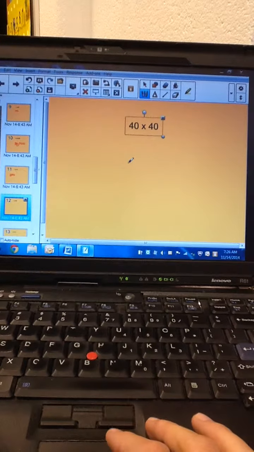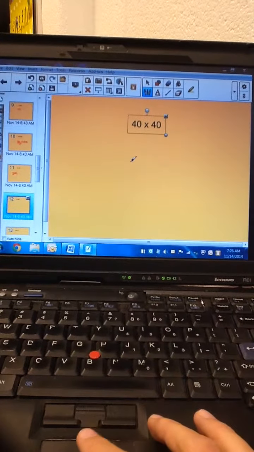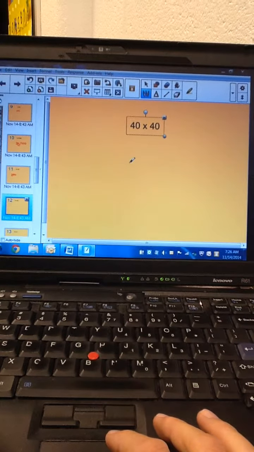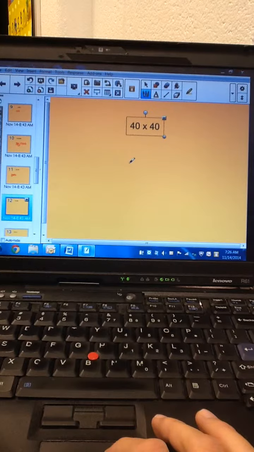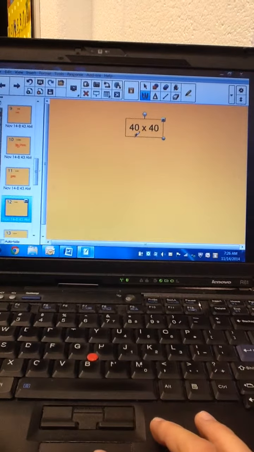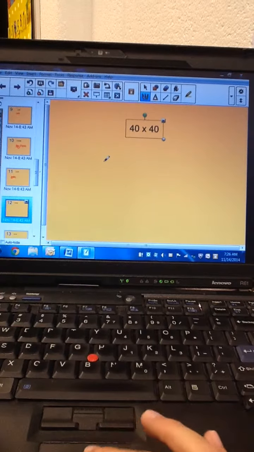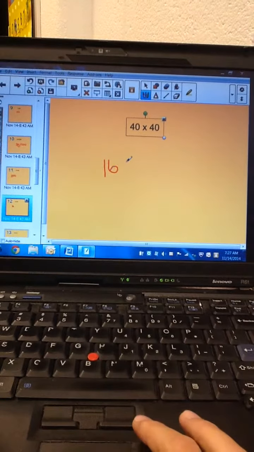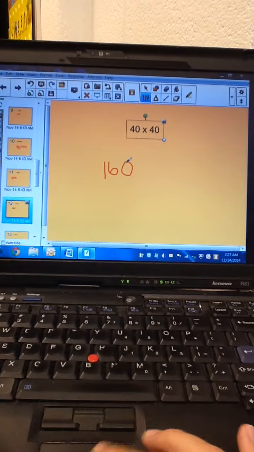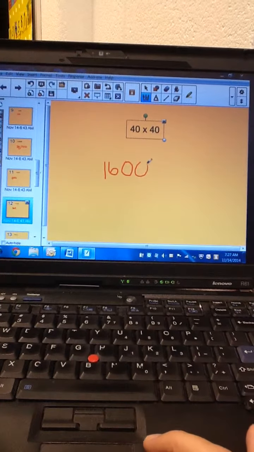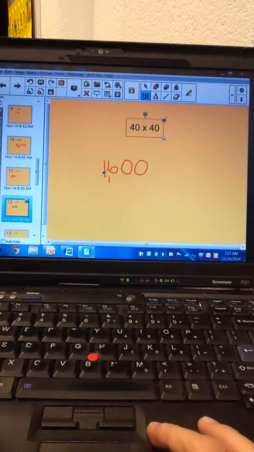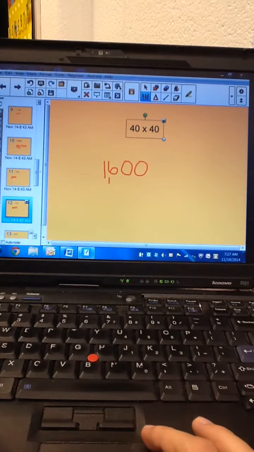Next one. 40 times 40. This is your number 7. Hopefully you and your group decided that 4 times 4 is 16. And you have 1 zero in the first 40 and 1 zero in the second 40. So the answer to your problem was 1,600.